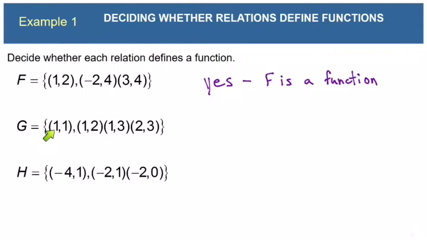Let's look at G. In G we have the x value of 1 matches a y value of 1, and it also matches a y value of 2, and it also matches a y value of 3. The fact that the x value 1 matches more than one y value means that no, this is not a function. And when we look at H, the x value of negative 4 only matches a 1, but the x value of negative 2 seems to match two different y values, so H cannot be a function.